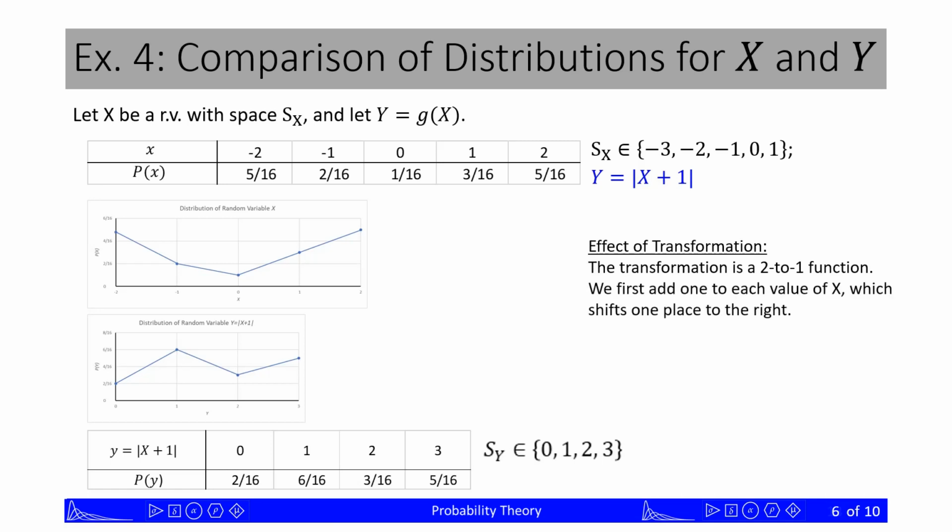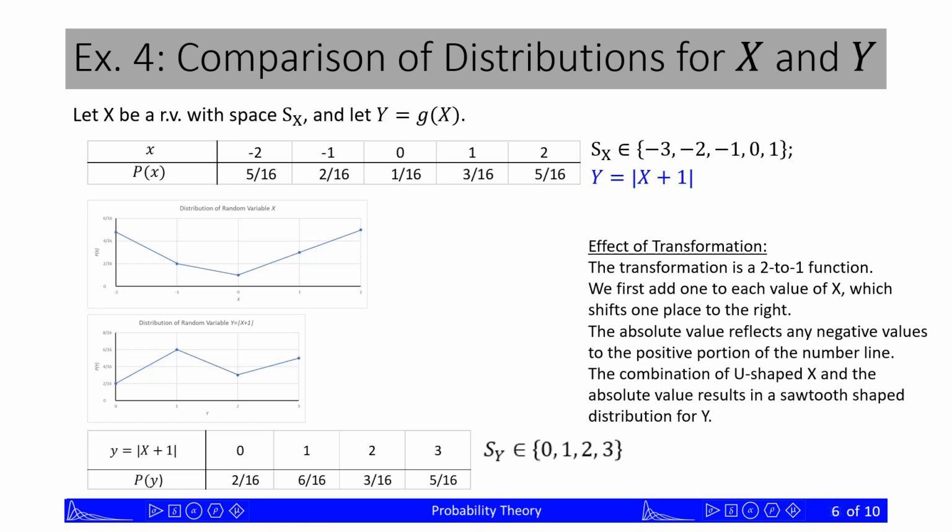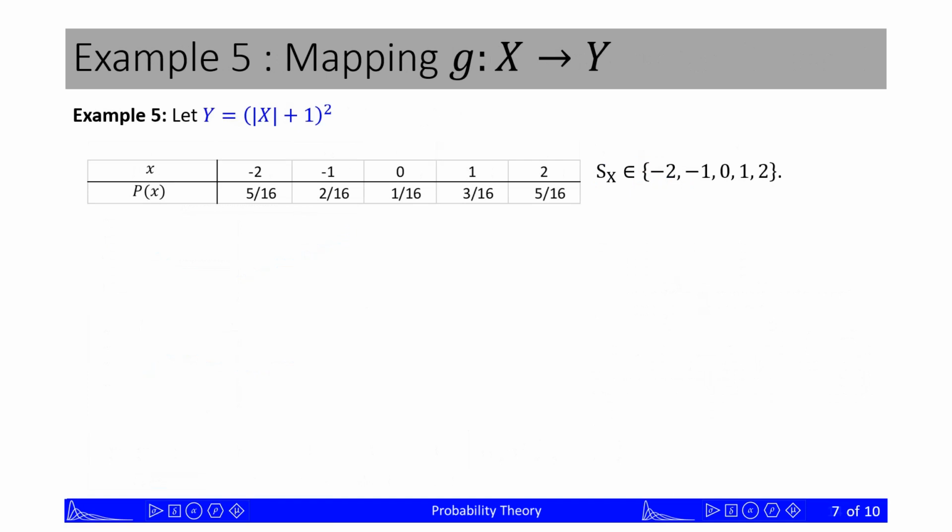The first operation adds 1 to the value of x, which shifts it to the right. The absolute value reflects any negative values remaining to the positive portion of the number line. The combination of the u-shape of x and the absolute value function resulted in a sawtooth-shaped distribution for y in this case. Example 5. We use the same u-shaped distribution for x centered at 0.